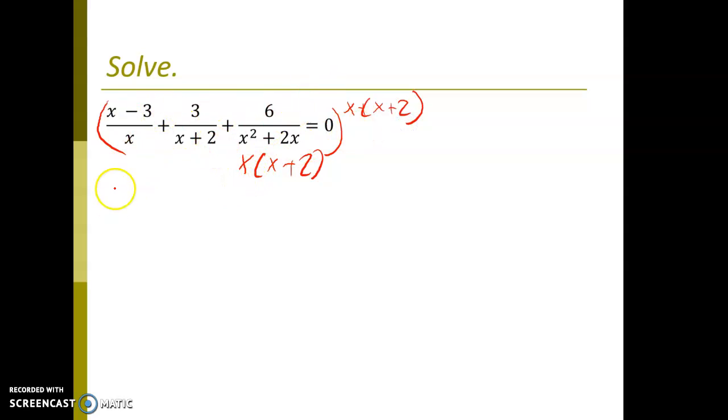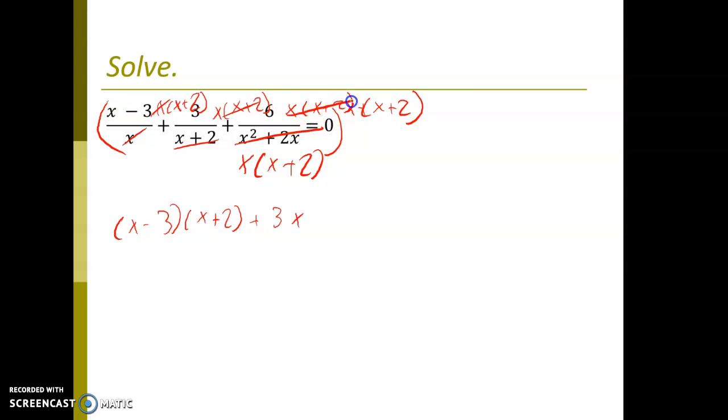Then we distribute it out. If we multiply x times x plus 2 by the first term, the x's cancel out. We would be left with x minus 3 times x plus 2. Multiply it by the second term, x times x plus 2. The second terms would cancel out. We would be left with plus 3x. And then if we did that to the second one, well, the entire bottom and the entire top would cancel out. So we'd be left with plus 6.